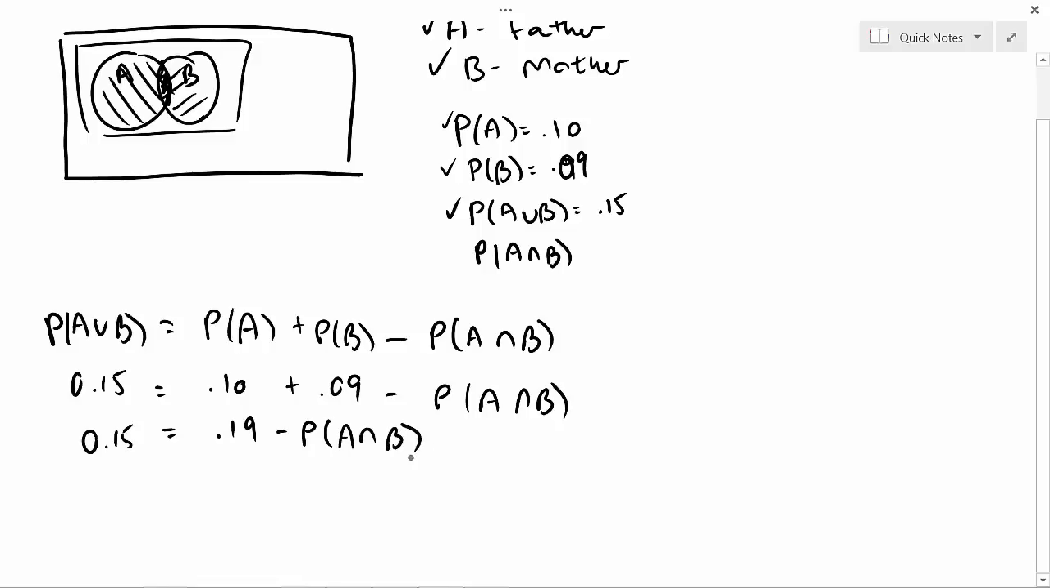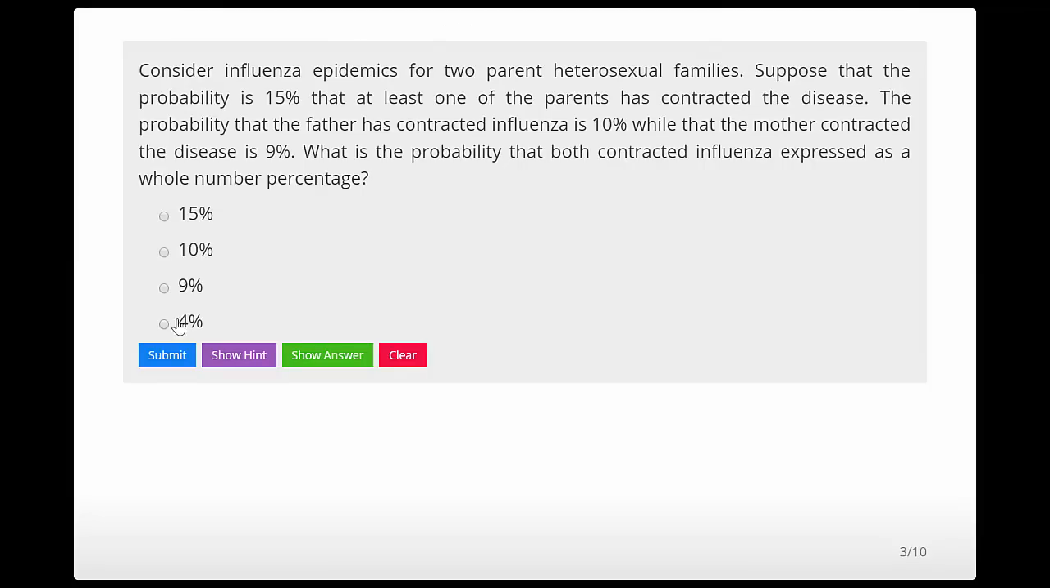And then if I subtract my 0.19 from both sides, I get negative 0.04. And then if I get rid of the negative sign on both sides, I get that the probability of A intersect B is 4%. All right, let me go back and check. I'm going to click 4%, and then I'm going to click submit. Yay!